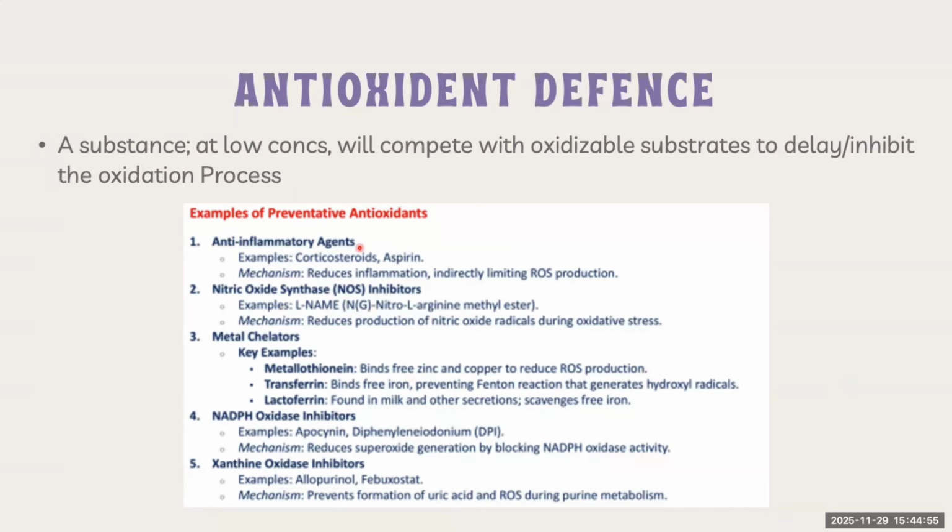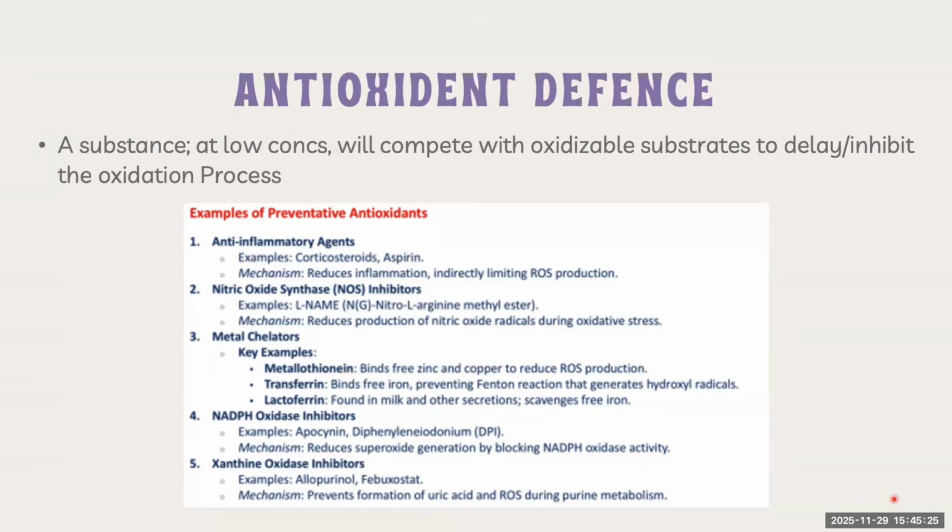This is the same image from your slides. So we have anti-inflammatory agents. Examples are listed over here. Just know that by inhibiting inflammation, they will reduce the production of free radicals. Then you have nitric oxide synthase inhibitors. We know that nitric oxide is important for the antimicrobial defense and vasodilation, but it can react with superoxide and form peroxynitrite, which is very harmful. So what we do is we inhibit the enzyme that produces nitric oxide, and hence this is a form of antioxidant defense.